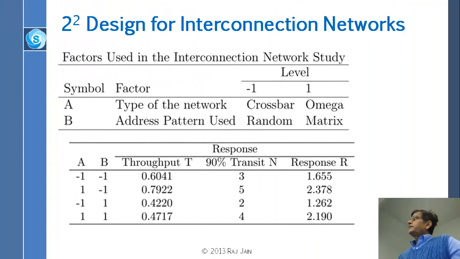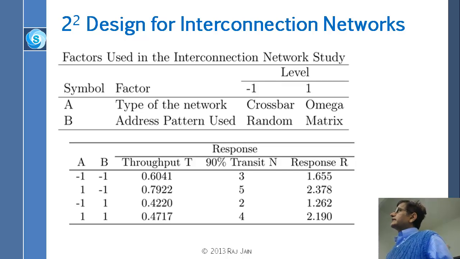The factors were assigned -1 and +1 as follows. Crossbar is -1 and omega is +1. Random pattern is -1 and matrix is +1. Now one question, does it matter which one we give -1 and which one we give +1? It should not matter. Basically what will happen is your average will remain the same, the sign may change. Basically whatever is +1 will come out as different sign.